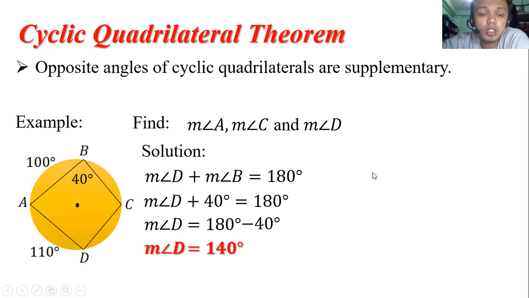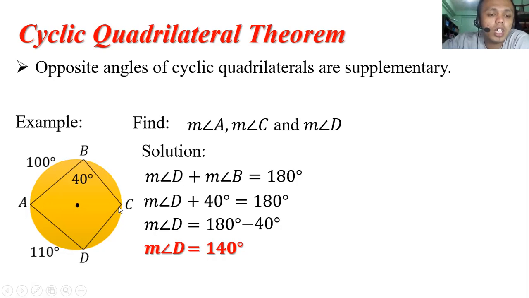Next, hanapin naman natin si measure of angle C. So how can we find measure of angle C? By the use of these two arcs. Kasi nga, hindi natin pwedeng i-apply yung cyclic quadrilateral theorem, because your angle A here is still unknown pa, which is the opposite angle of C. Wala pang given yung measure of angle A natin. Ang available lang na given is yung arc AB and arc AD.